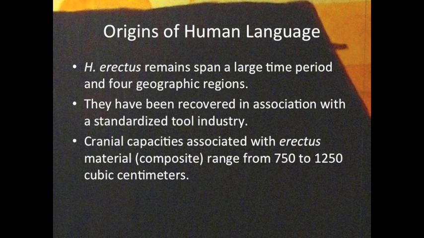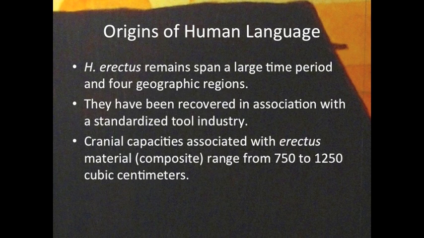We see Acheulean remains being recovered not only from Europe, in this case Central and Southern Europe, but we also have Acheulean material associated with Asia, Africa, and Indonesia. To make sense of this standardized tool industry, we have to take a look at the craniometrics associated with erectus material, and what we find is that erectus presents us with a very primitive cranial morphology.